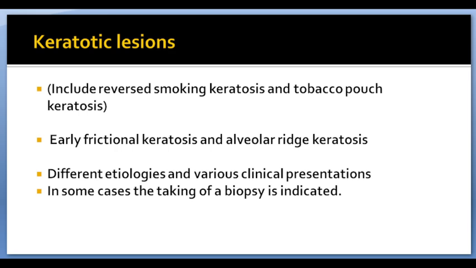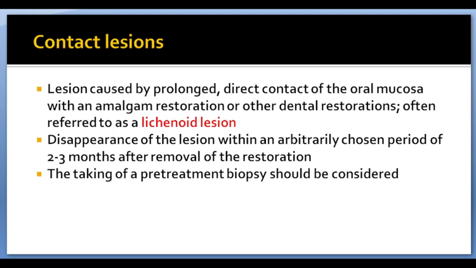Keratotic lesions resemble leukoplakia. These include reverse smoking keratosis, tobacco pouch keratosis, alveolar ridge keratosis, or frictional keratosis. There can be multiple or different etiologies. Many a time, there are also various clinical presentations. A biopsy is indicated for these cases.